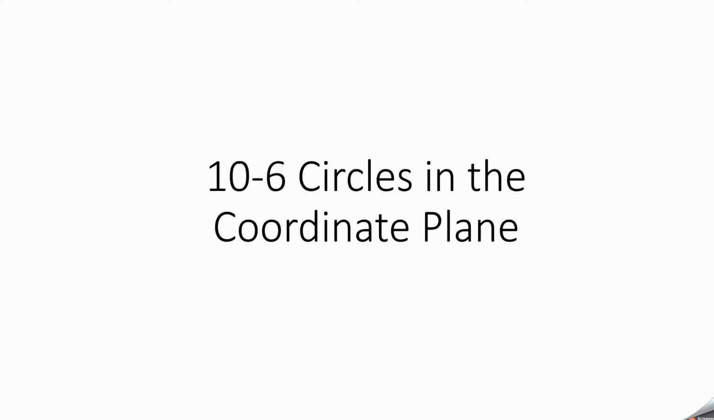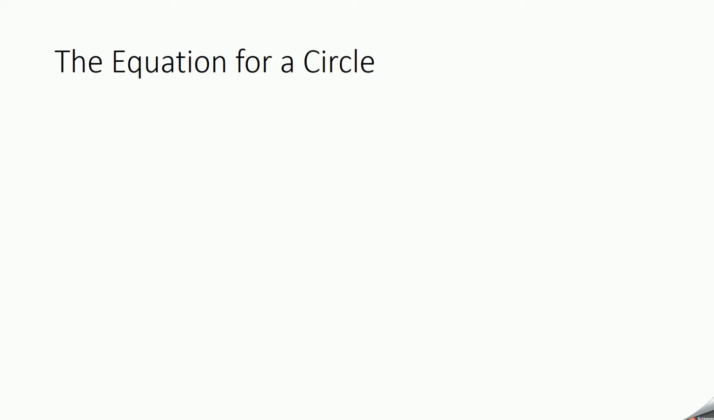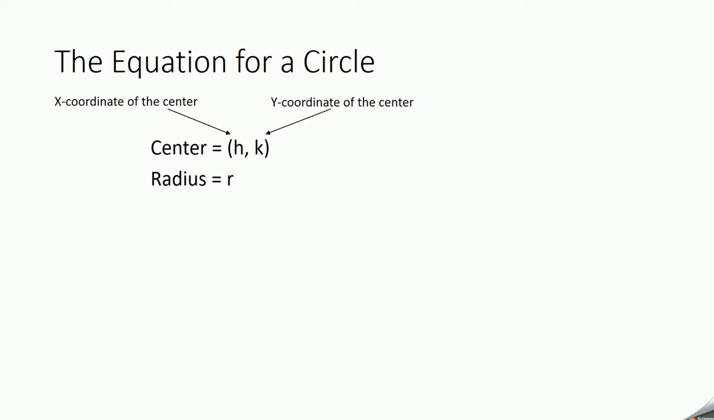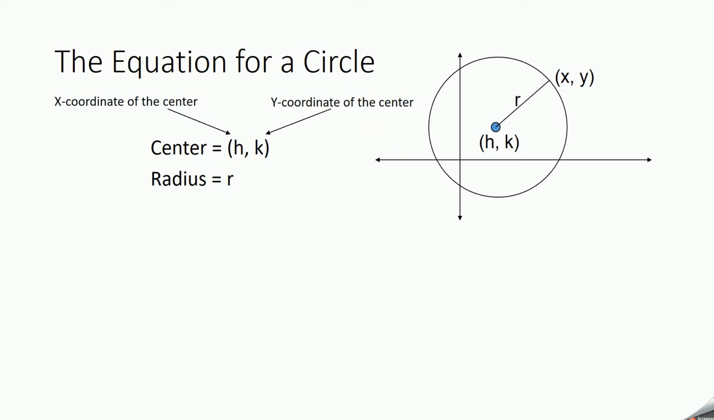Hey, what's up everybody? Today we're going to be doing section 10.6, circles in the coordinate plane. There's only one fact that you need to know for this section, and that's the equation for the circle. The equation of the circle uses the center at h comma k, taking the place of actual numbers, and the radius of r. So again, the x-coordinate is labeled by the h variable, and the y-coordinate is labeled by the k variable. The radius is the distance from the center to the edge of the circle.